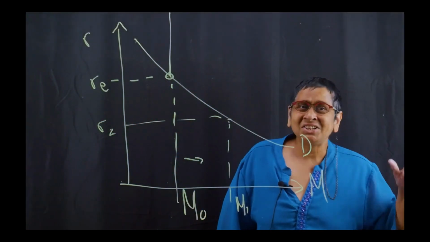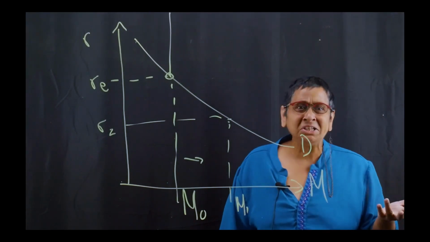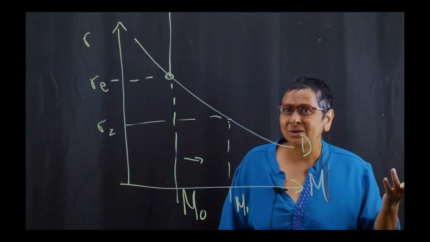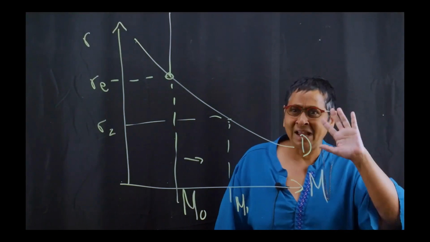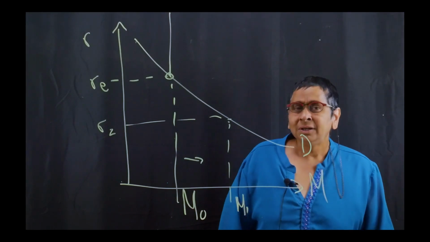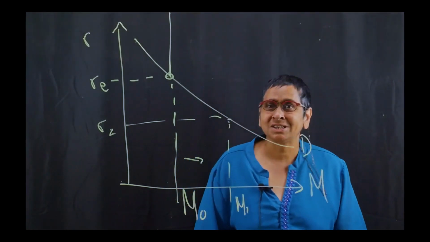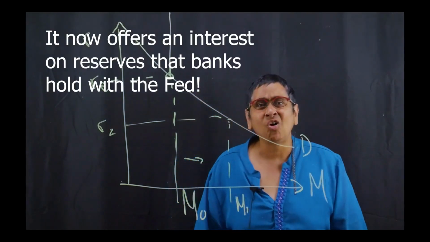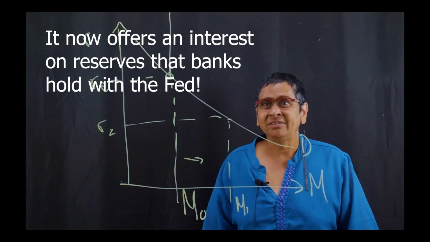But in a situation since 2008 where the banks were not actually using their excess reserves to lend out, to make more lending because they had so much debt overhang and bad loans and so on. Since 2008, as I had pointed out, the Fed actually does something different. It now actually offers an interest on reserves that banks hold with the Fed.